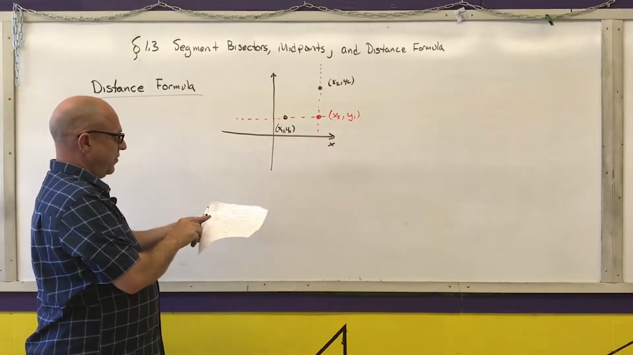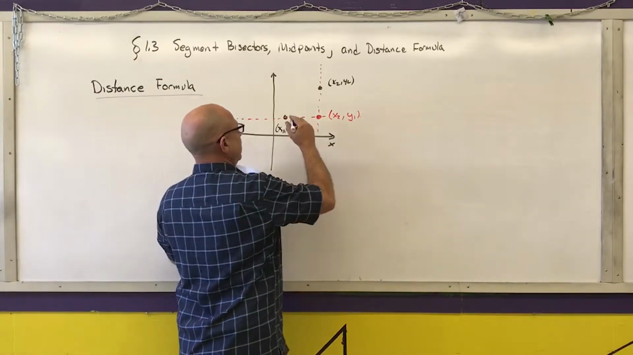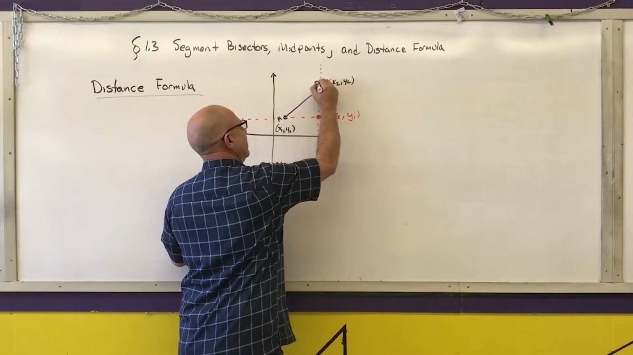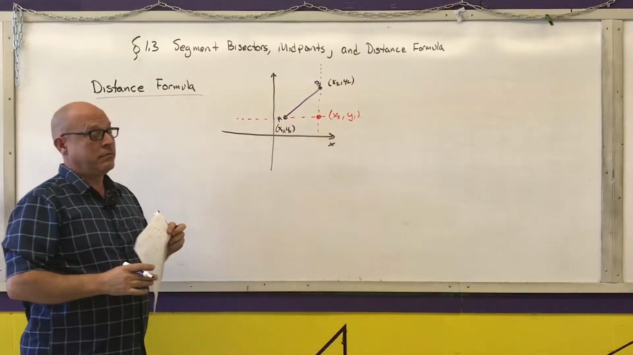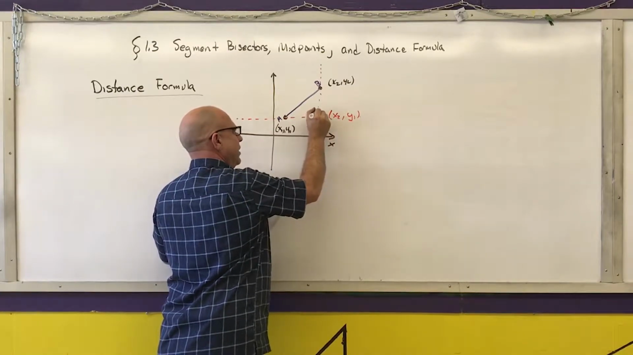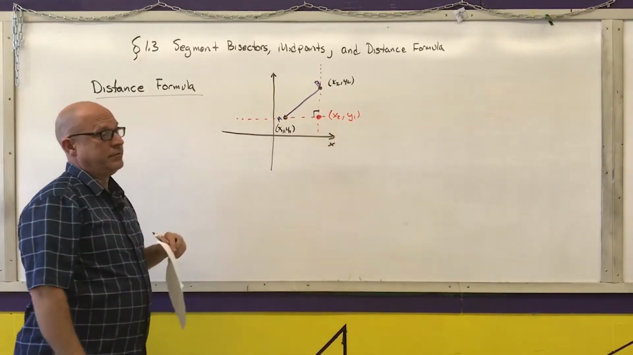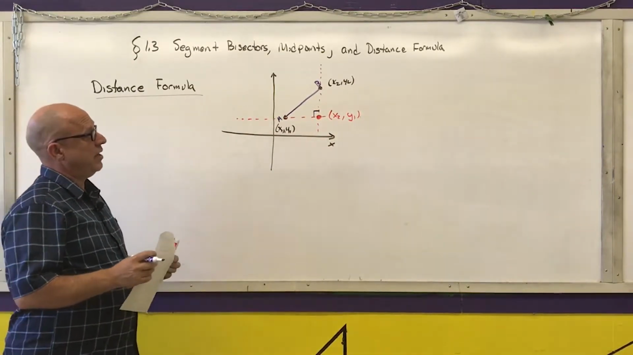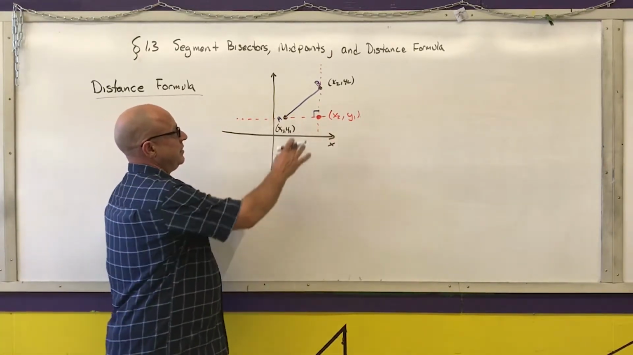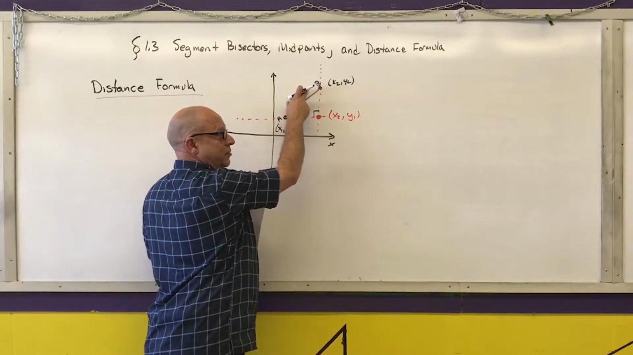What I am trying to find out is the distance between A and B. I want to find that length. Well, you should note that if I have a horizontal line intersecting a vertical line, I have a right triangle. And with that right triangle, I can use the Pythagorean theorem because this length is the length of the hypotenuse.